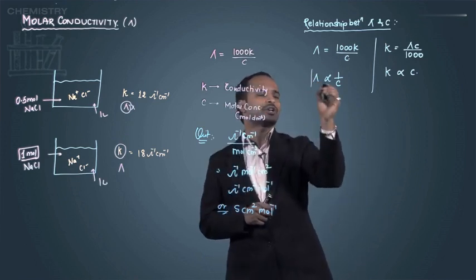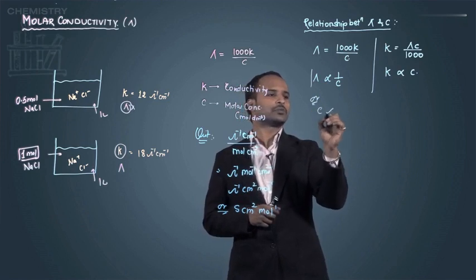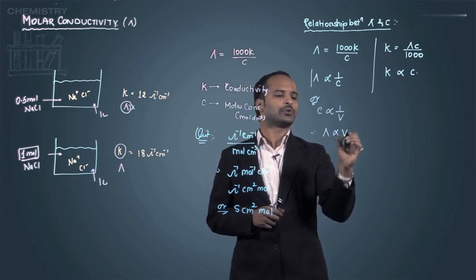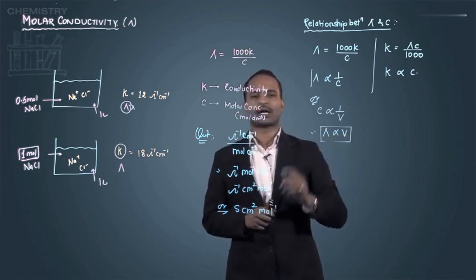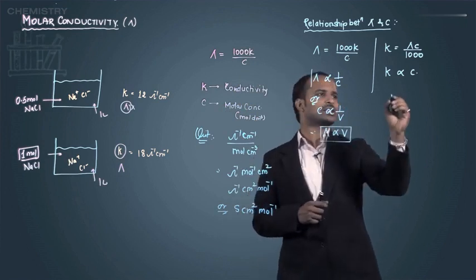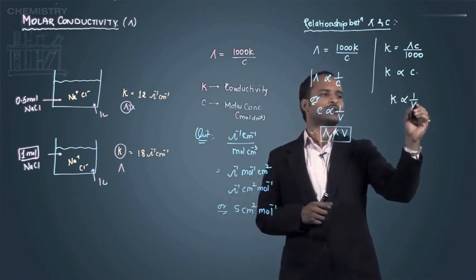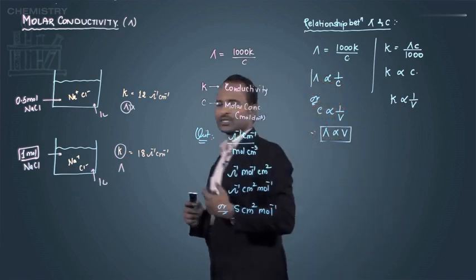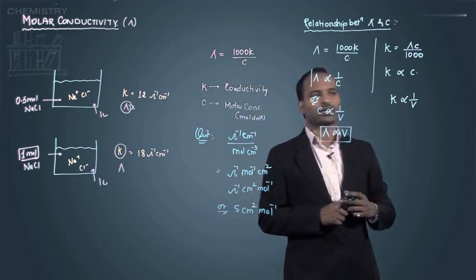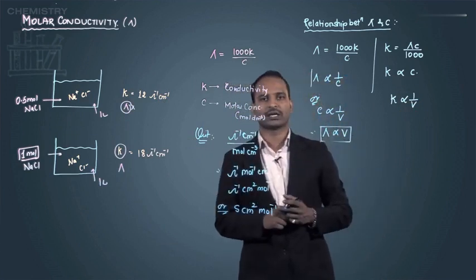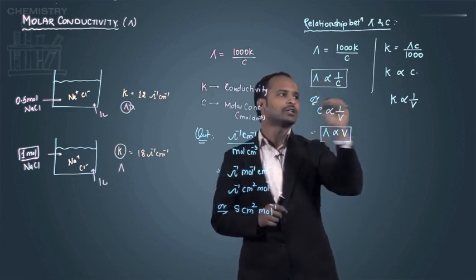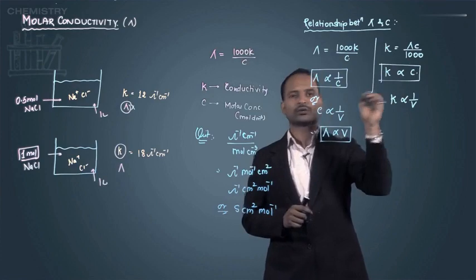So concentration is inversely proportional to volume. So here we can write lambda is directly proportional to volume. That means as the dilution is carried out, the lambda value goes on increasing. Well, in this case K is inversely proportional to volume. That means as the concentration decreases, meaning we are diluting the solution, as the dilution is carried out, the K value goes on decreasing. So this is the relationship between lambda and concentration, that is molar conductivity and concentration, and conductivity and concentration.